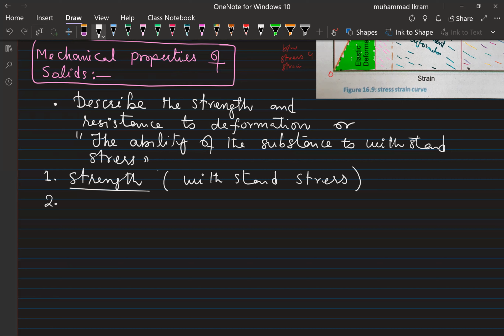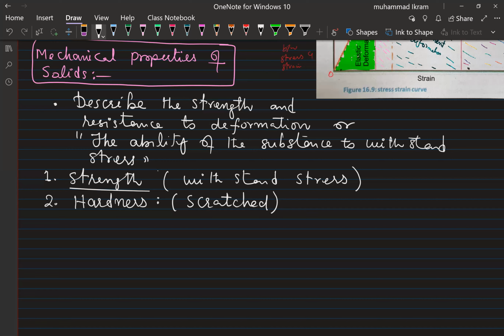The second property is known as the hardness of the material. Now, what is the hardness of the material? It is the measure of the ability of the body to stretch. Sorry, I think the hardness of the material is not for stretch, rather it is for scratch, that is how it can resist scratch.